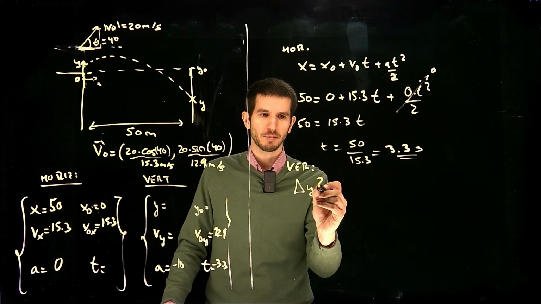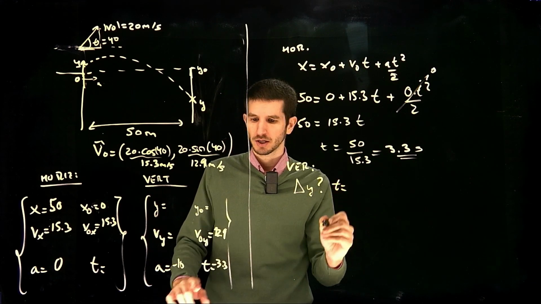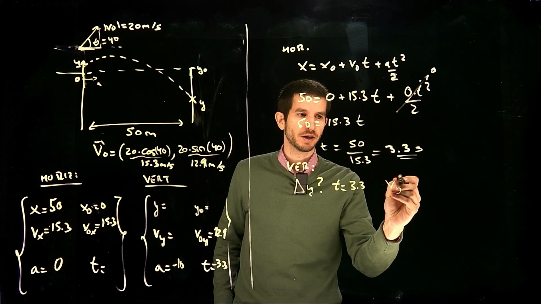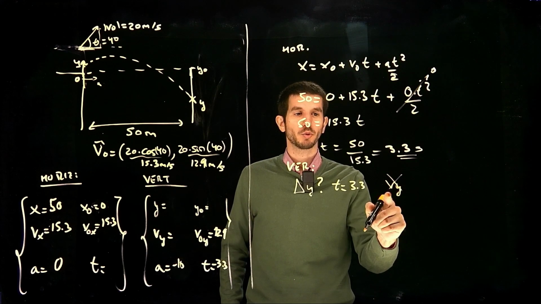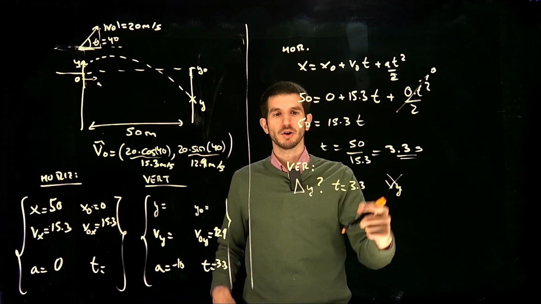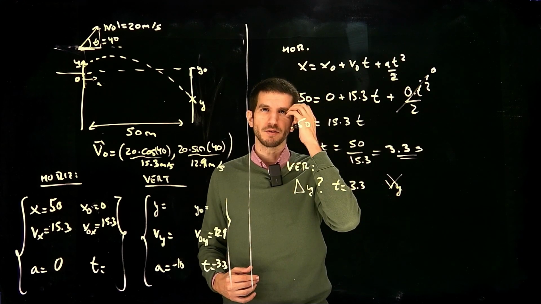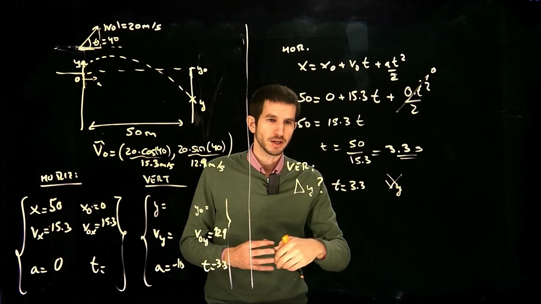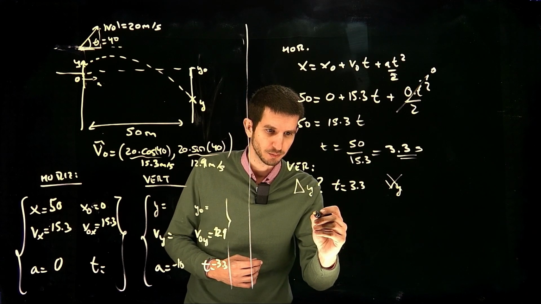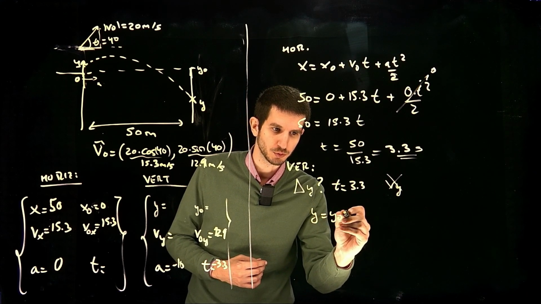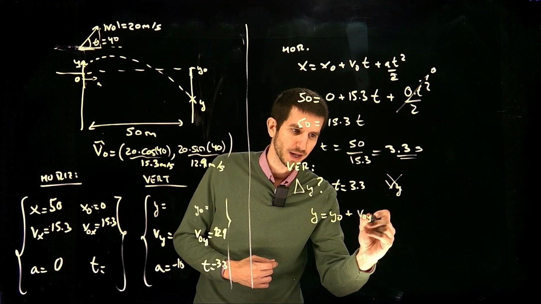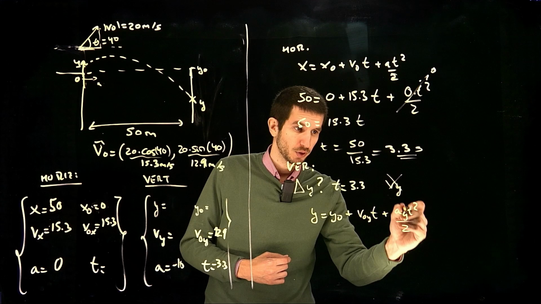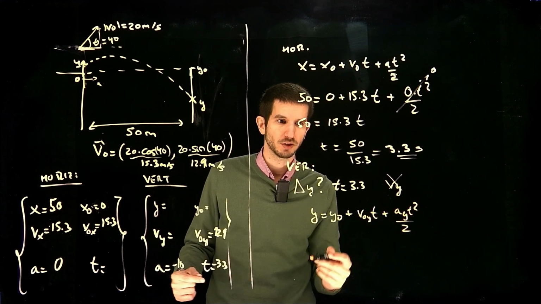So we're going to ask about delta y at time equals 3.3 seconds. And we have no information about the final velocity. So we can use the equation where we're missing final velocity, and we're going to try to find the displacement. We can use y is equal to y sub 0 plus v sub 0y t plus a sub y t squared divided by 2. Now we know the time, we know the acceleration, we know the initial velocity.